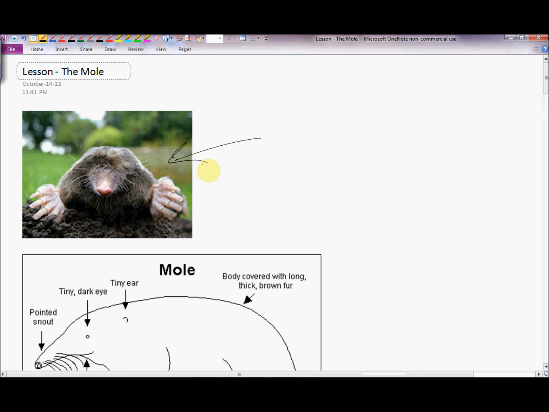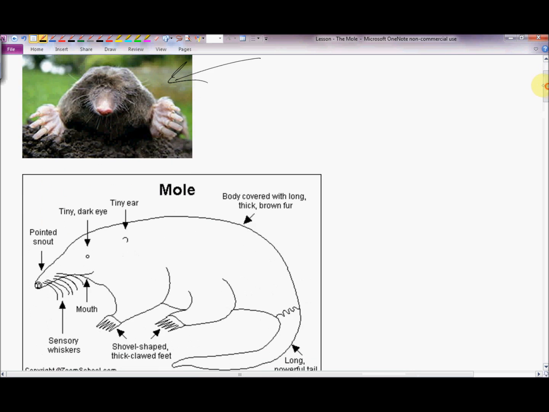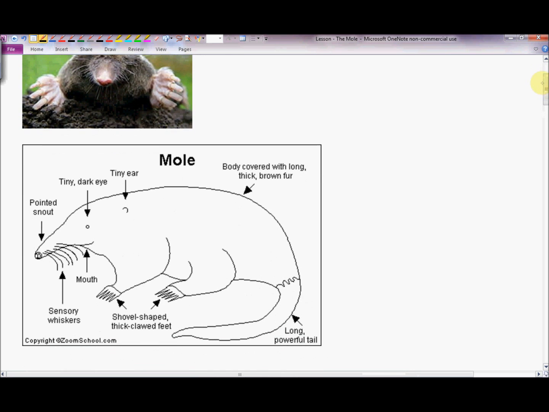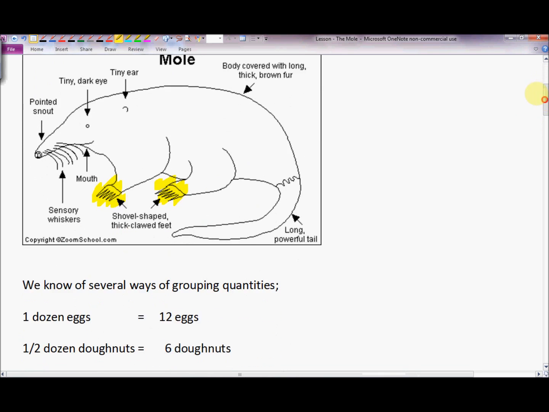If you look at his anatomy, he has a very tiny ear, a tiny dark eye, and a pointed snout, perfect for burrowing through the ground. And then he's got these shovel-shaped thick clawed feet. They're good for clawing through the ground as well, and then lots of fur on his body and stuff. Anyway, we don't want to get too distracted by our picture of the mole here.